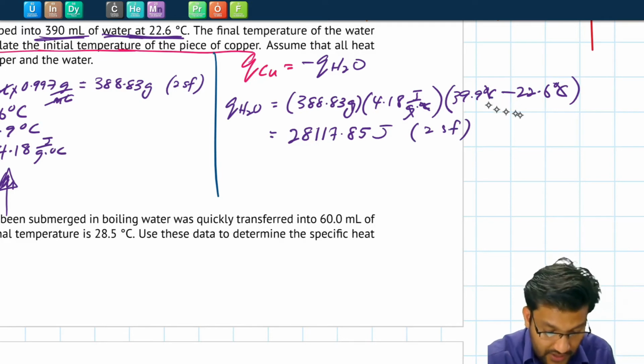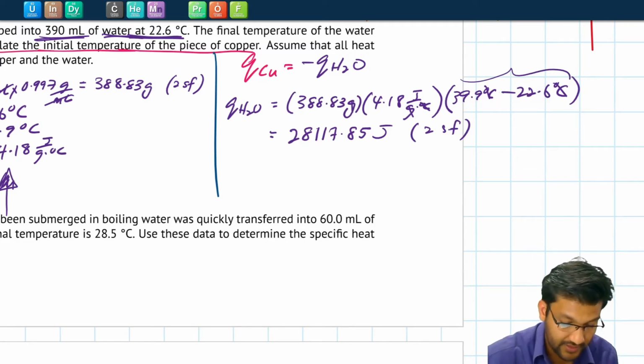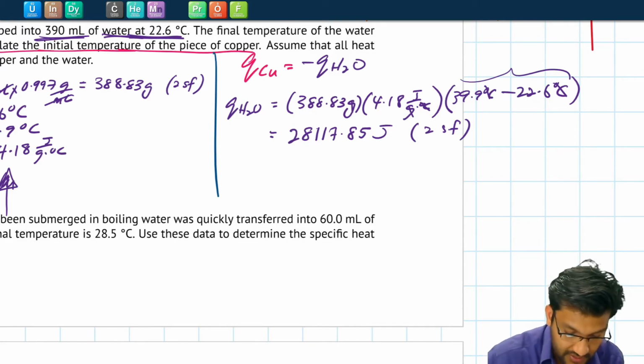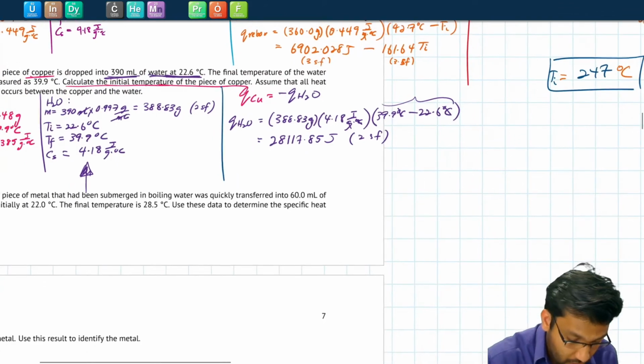If you don't know where I got the 2 significant figures from, it's actually from this part of the calculation. 39.9 minus 22.6 gives us a number that's the 2 sig figs. And then when we multiply it by the other numbers, we can only end up with 2 sig figs. Okay, that's the heat from water. What about the heat from copper?